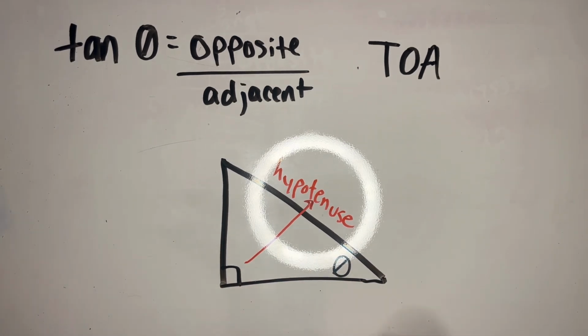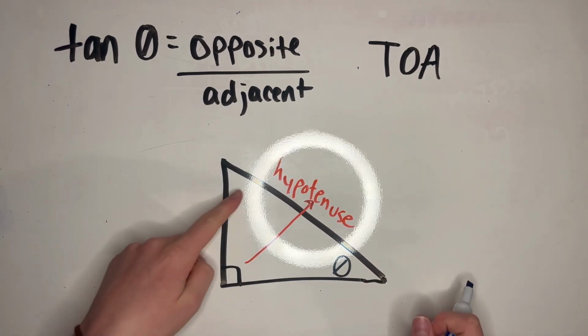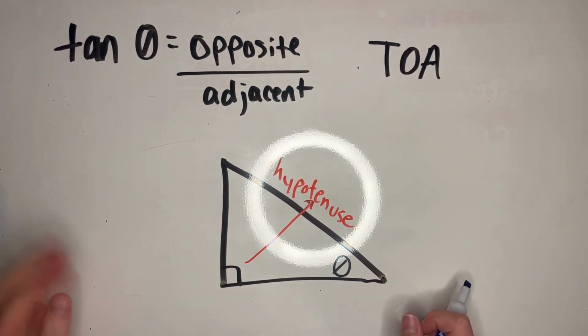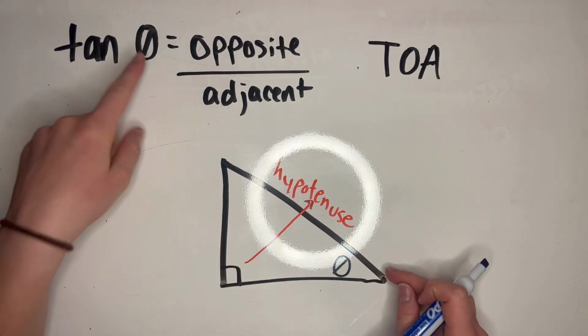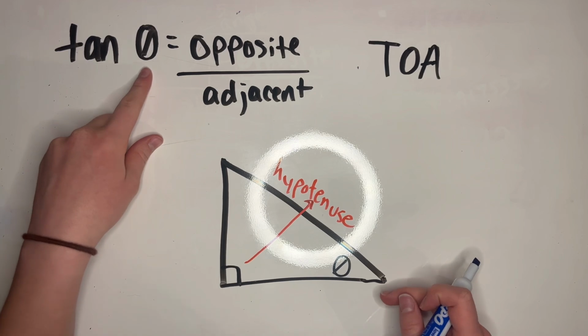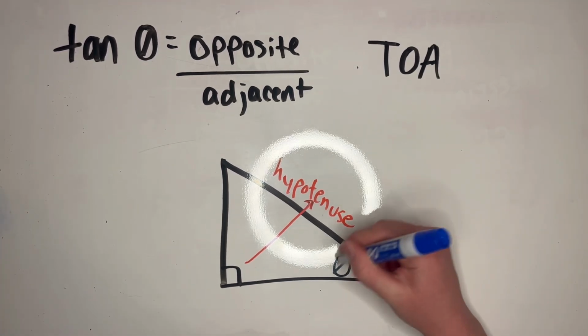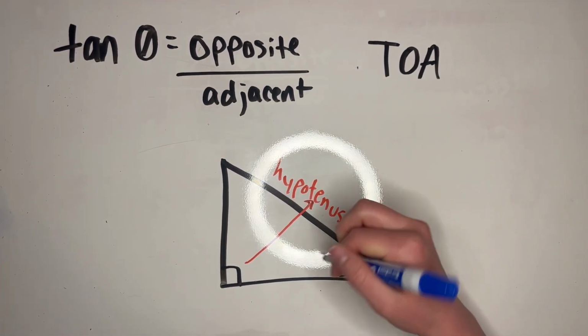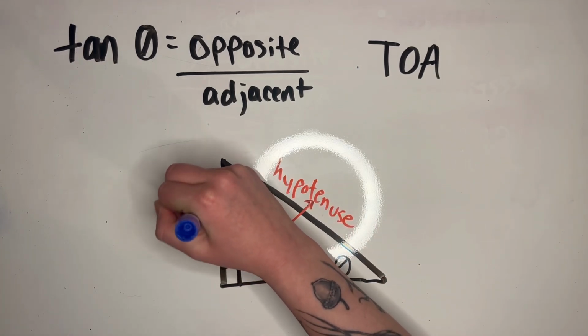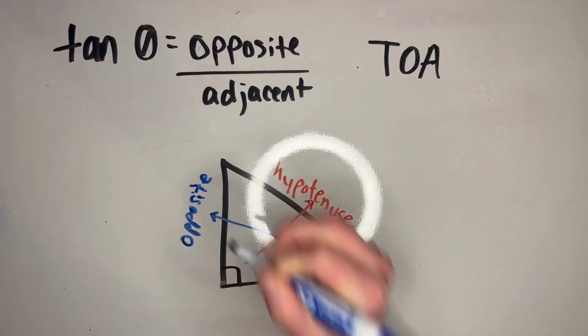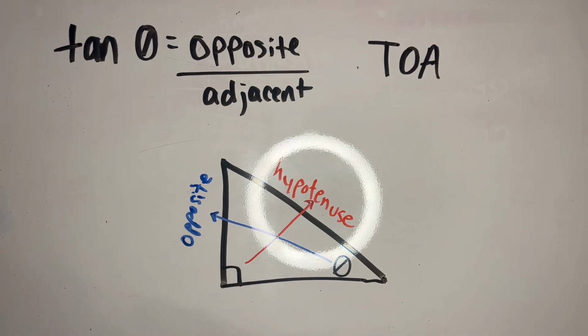So then where is the opposite side? Now we're looking relative to the angle that you're using. It doesn't matter if you're using this angle or this angle in your triangle. The opposite side is always relative to the angle that you're going to be plugging into your tangent equation. Since this is our angle, that means that opposite to that would be this side here. So that is your opposite side.